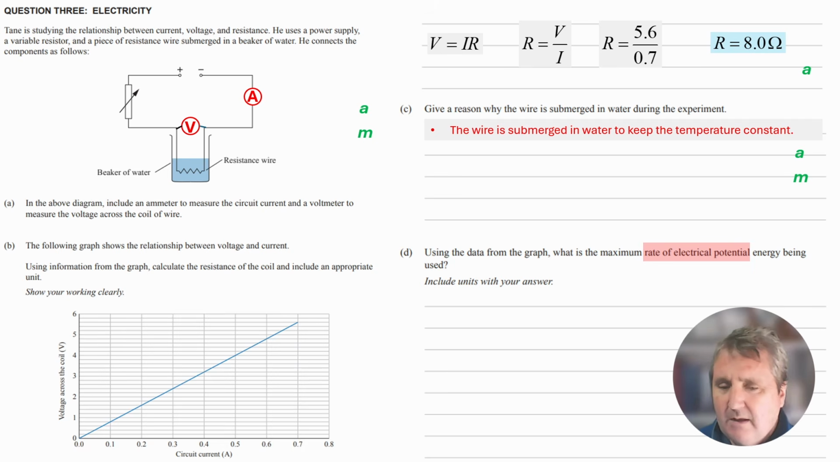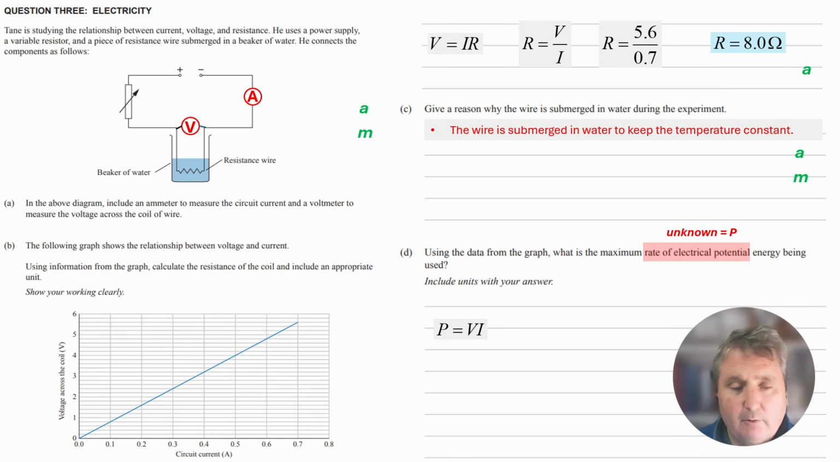Okay. If we go to part D here, using the data from the graph, what is the maximum rate of electrical potential energy being used? Okay, so we need to find out what the rate of electrical potential energy is here, and the rate of electrical potential energy is just called power, and power equals voltage times current. So we want to find out what is the maximum voltage and current to give us the maximum power.